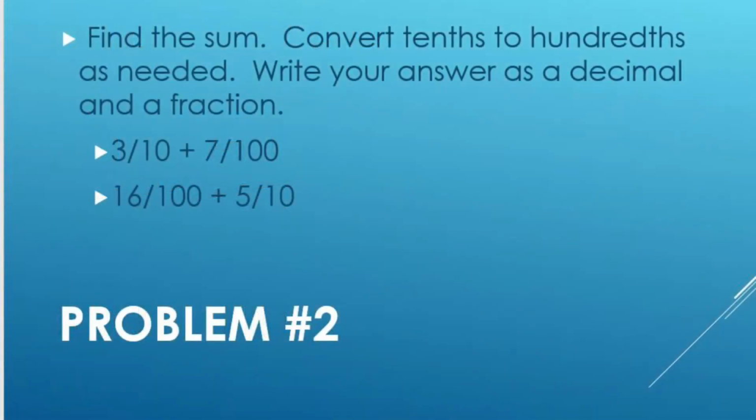Now let's take a look at problem number 2. It says, find the sum, convert tenths to hundredths as needed, and write your answer as a decimal and a fraction. You see 3 tenths plus 7 hundredths and 16 hundredths plus 5 tenths.